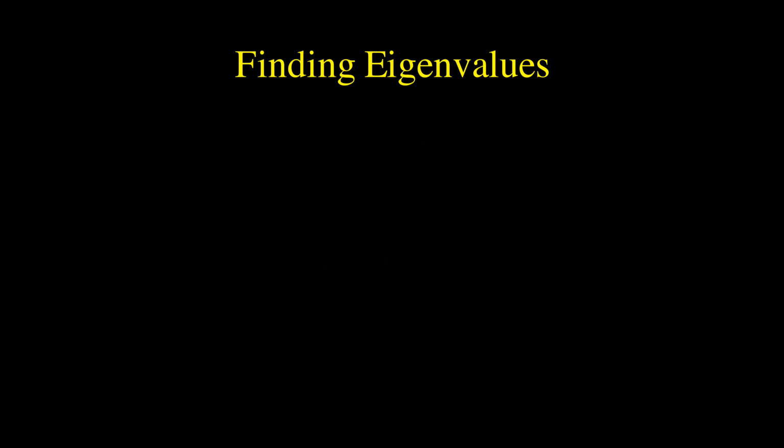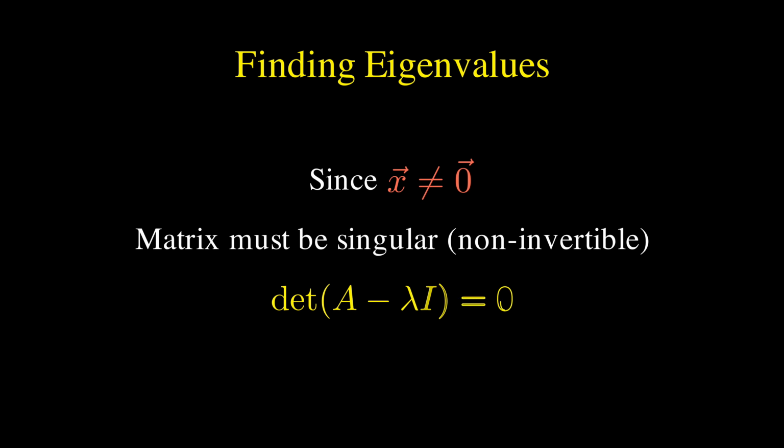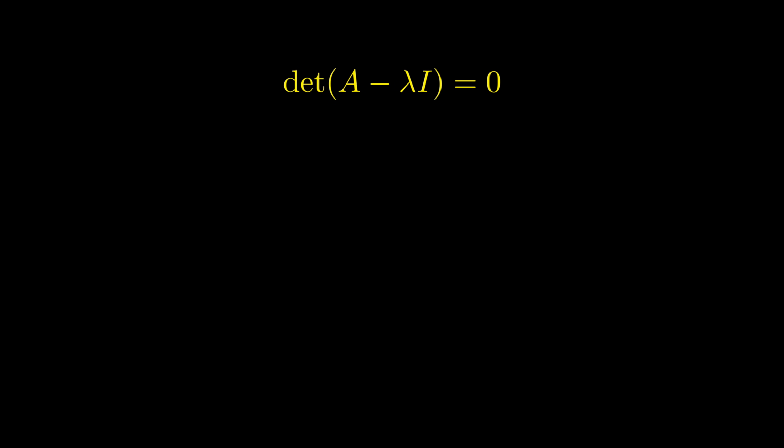Since we defined x to be non-zero, the only way this equation holds is if the matrix A minus lambda I is not invertible. And if a matrix is not invertible, its determinant must be 0. This gives us our characteristic equation: the determinant of A minus lambda I equals 0. Let's compute this for our example.